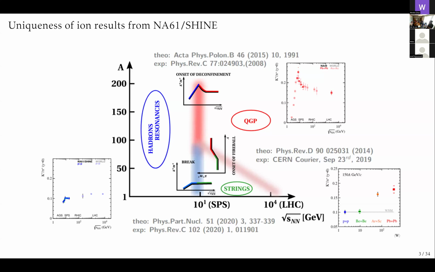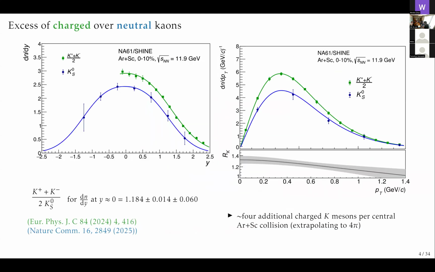Some parts of what we've seen at lower energies are well described by the hadron resonance gas model. Some parts are well described when we assume that we have a QGP, and there is a part which is nicely explained by models involving string dynamics. So this is interesting, but this is not what I want to talk about today.